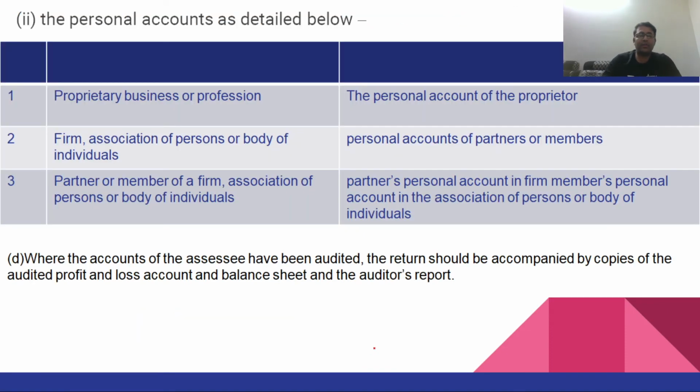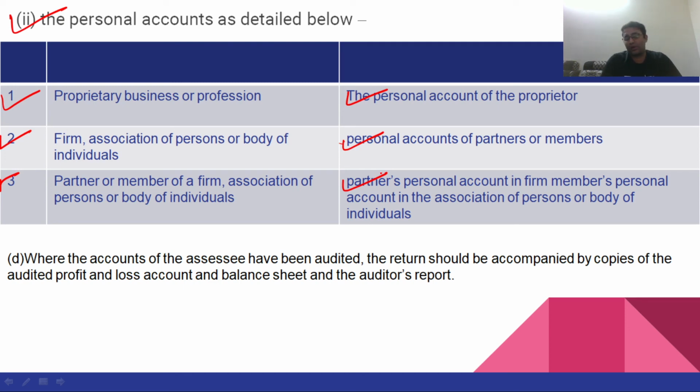Now, their personal accounts as detailed below. For a proprietary business or profession, the personal account of the proprietor. If it's the return of a firm, association of persons, or body of individuals, then the personal accounts of the partners or the members. So if the return is being filed of a proprietor, then you need to attach the personal account of the proprietor. If the return is being filed of a firm, association of persons, or body of individuals, then the personal accounts of the partners or members.